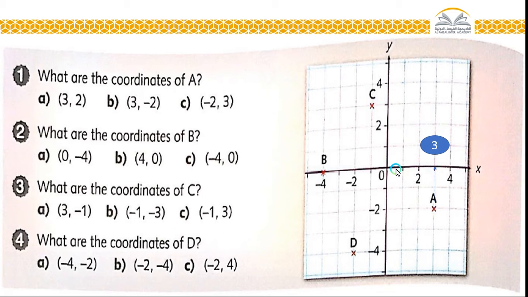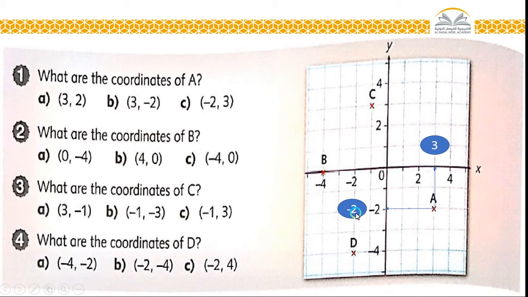Second step, I go to the y-axis and read the position. It's -2. After reading it, I try to write it correctly. I start, be careful, with the x. So I write 3 first, then a comma, and then -2.